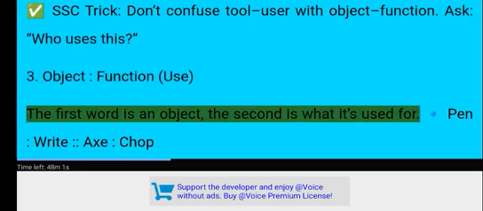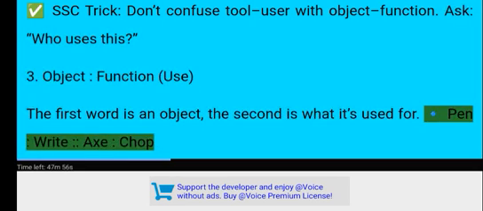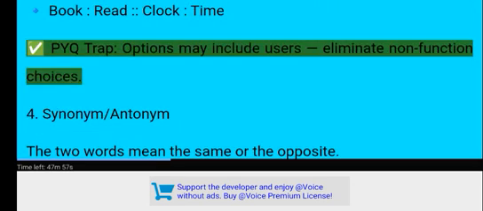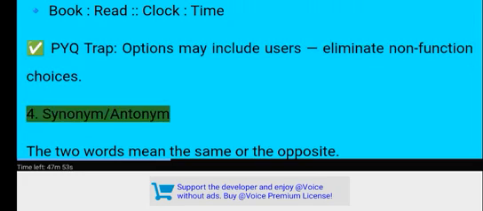3. Object, function, use. The first word is an object. The second is what it's used for. Pen, write; axe, chop; book, read; clock, time. PYQ trap: options may include users. Eliminate non-function choices.